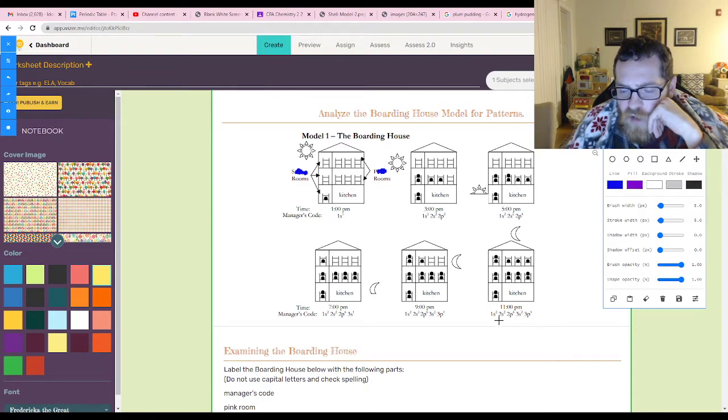Again, this code's saying the first floor sunny room has 2 people. The second floor sunny room has 2 people. The second floor pink room has 6 people. The third floor sunny room has 2 people, and the third floor pink room has 3 people. Each of these, I suppose it wouldn't be sunny at night, but you can ignore that.